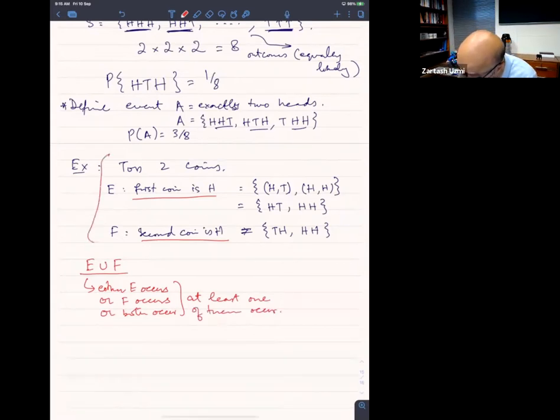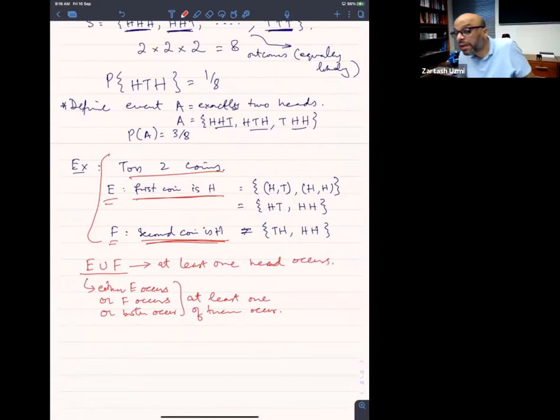For this example, toss 2 coins. If the first coin is head, then event E occurs. If the second coin is head, then F occurs. Then E union F, what is its interpretation? Its interpretation is that at least one head occurs.